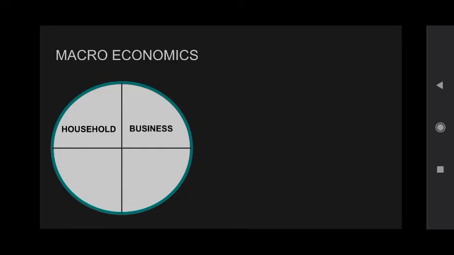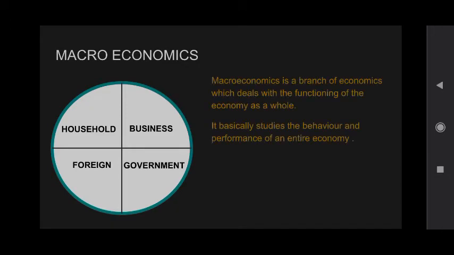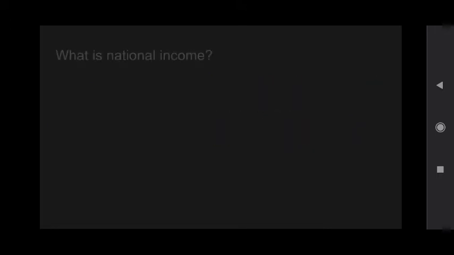The second sector talks about the business sector. These are the manufacturers or sellers, and their job is producing goods and services. The third is the government sector. They control and frame policies for the entire economy. And finally, the fourth sector is the foreign sector, in which we talk about imports and exports. So basically, macroeconomics is a branch of economics which deals and studies the behavior and performance of an economy as a whole.